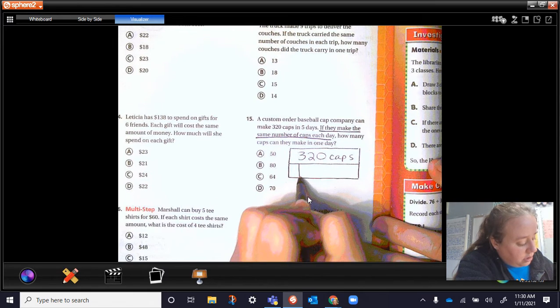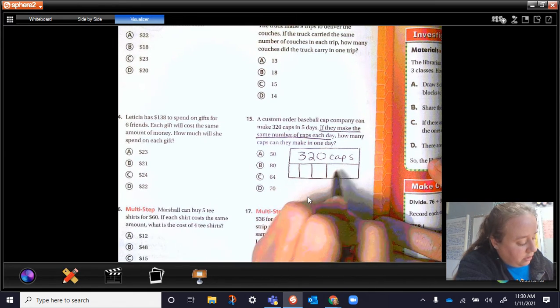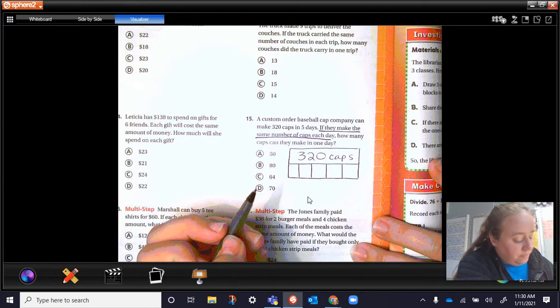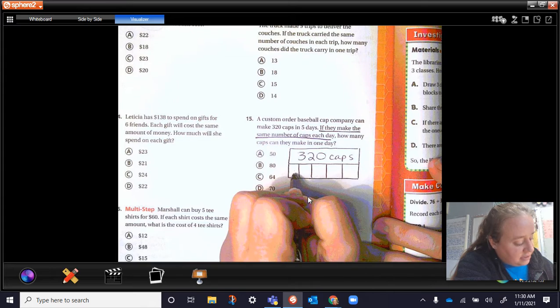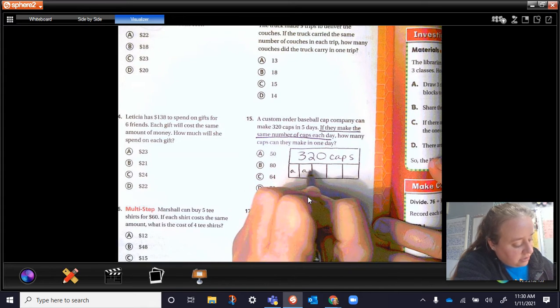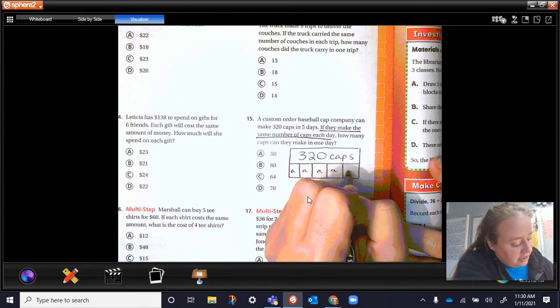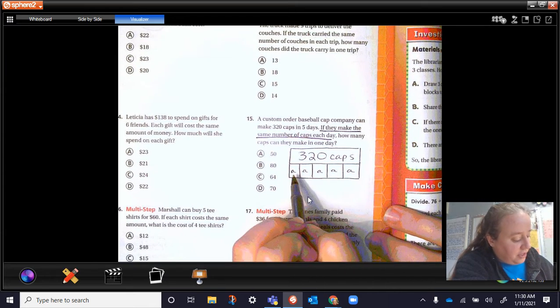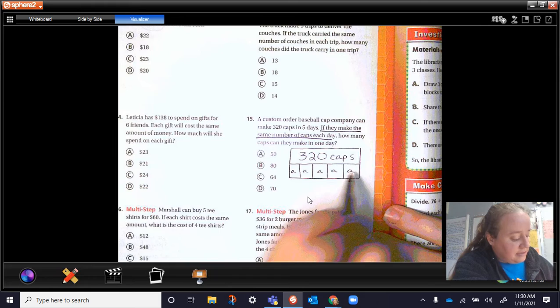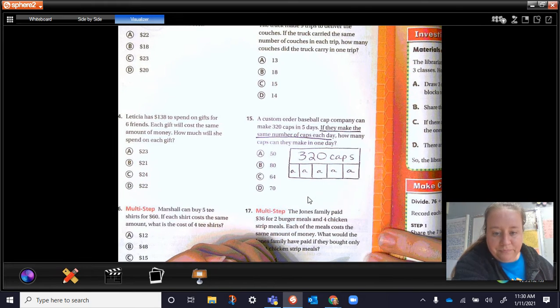So 1, 2, 3, 4, 5. If each of these days, I'm going to call each of these days just A, because I don't know the number yet. I can just give it a letter. And I'm going to use all the same letter to show that each one of these boxes is the exact same number.